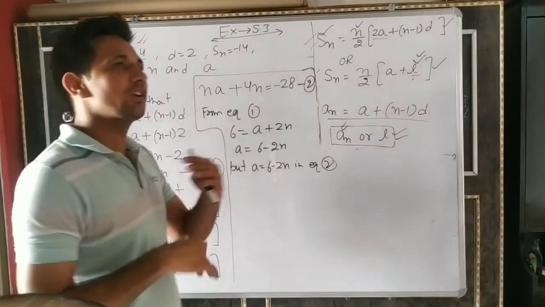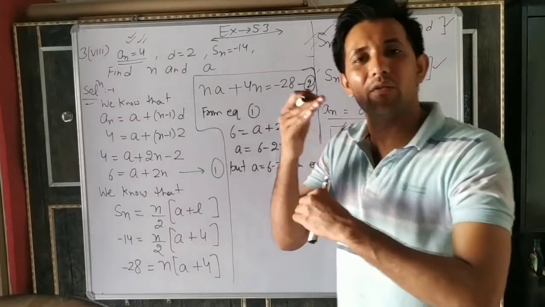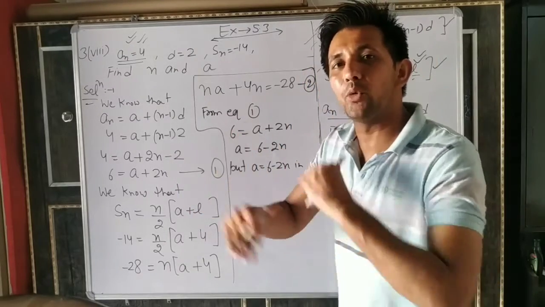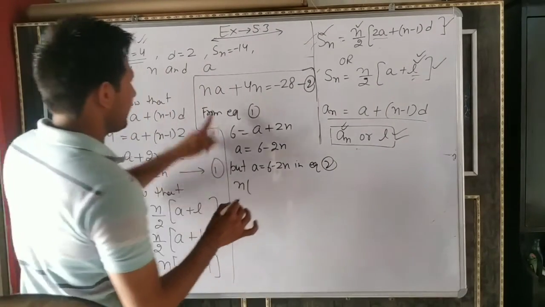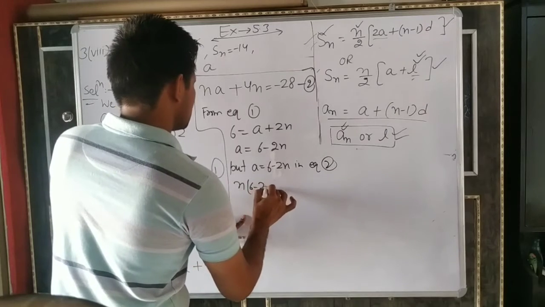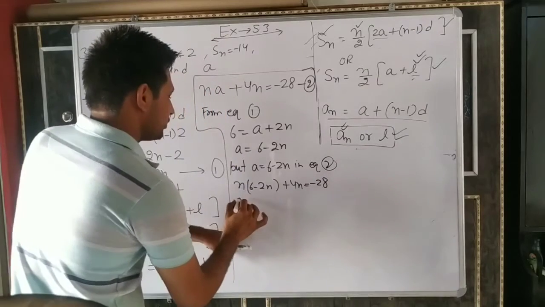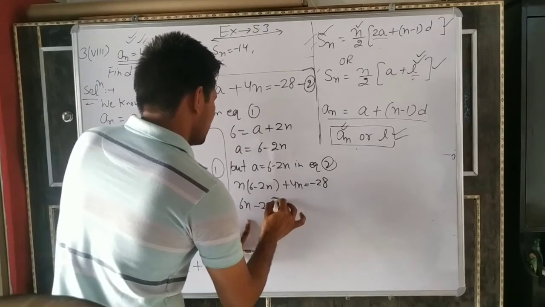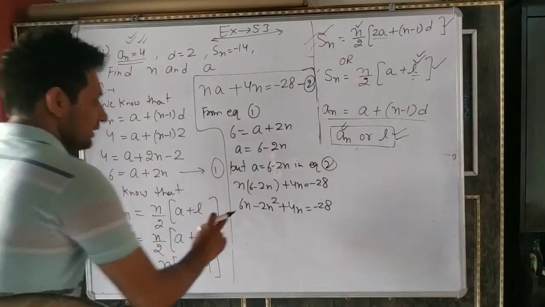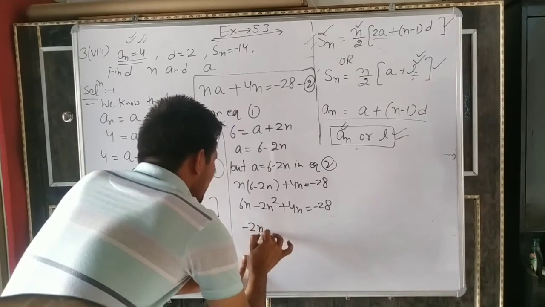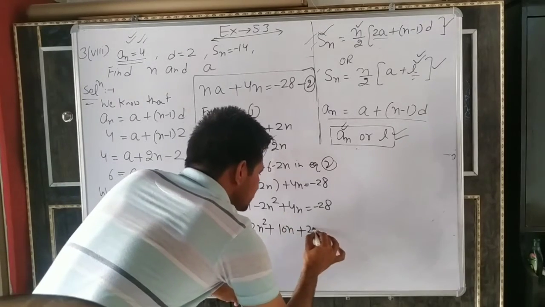Always dear, when there are 2 variables n and A, we will find the value of one variable and put it in the other. It is the substitution method. So write n into A. A is how much? 6 minus 2n, plus 4n equal to minus 28. N into 6, 6n minus 2n square plus 4n minus 28. It is minus 2n square plus 10n, and minus 28 on the other side becomes positive 28.